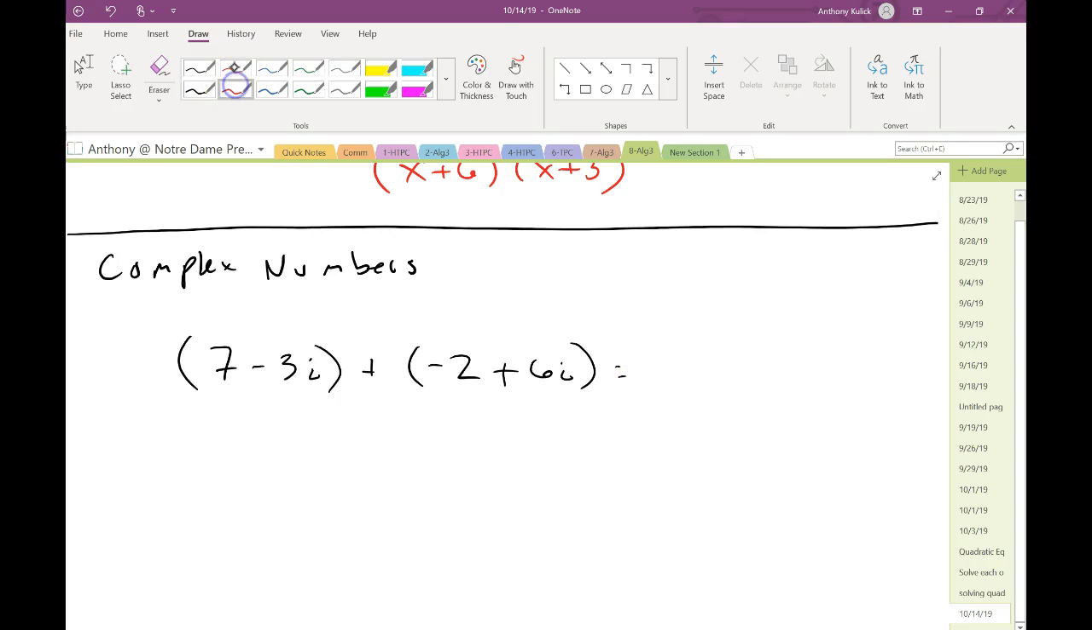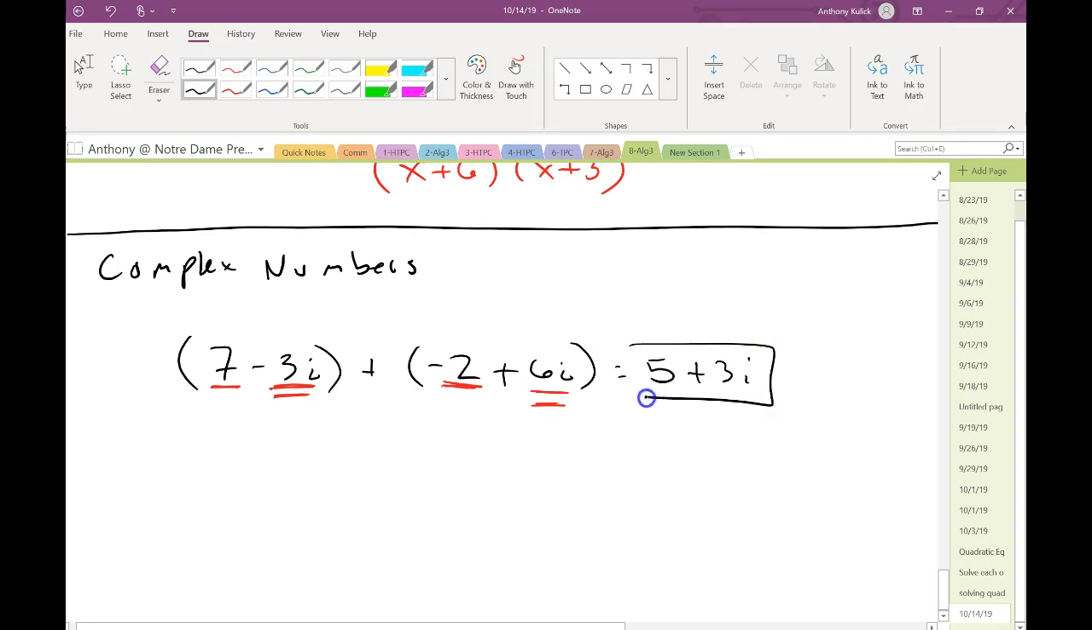So if I want to add two complex numbers that look like this, all I'm going to do is add the real parts together. So 7 plus negative 2 is 5. And then I'm going to add the imaginary parts together. Negative 3i plus 6i is positive 3i. And I'm done.